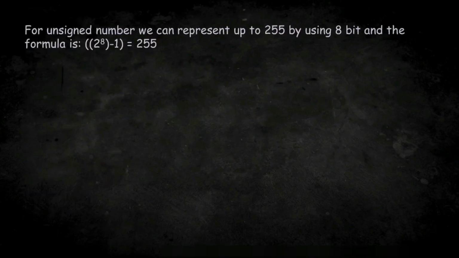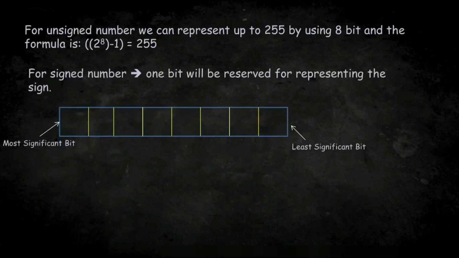Now I have told you a few minutes back that by using 8-bit you can represent 255 different numbers uniquely. But that was true for unsigned numbers. If you try to represent a binary number with sign, then you need to give one bit to represent the sign. Here this first bit, or the most significant bit, represents the sign. If it is 0, then the next 7 bits will represent a positive number, or if it is 1, then it will represent a negative number.